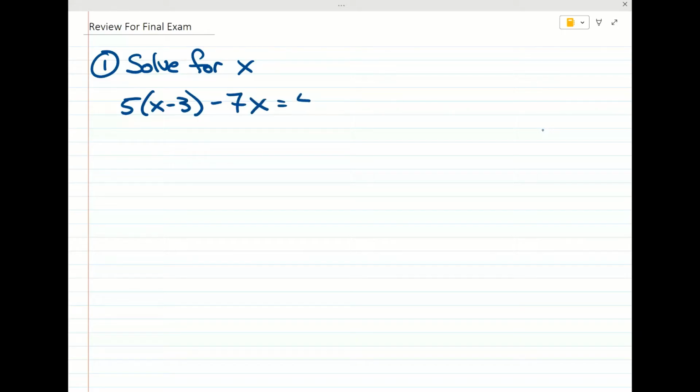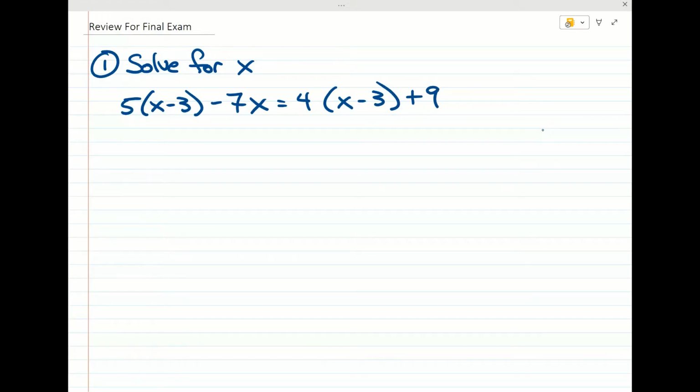Problem number 1, it's just going to ask you to solve for x. And the problem will look something like this: 5 times (x minus 3) minus 7x is equal to 4 times (x minus 3) plus 9.